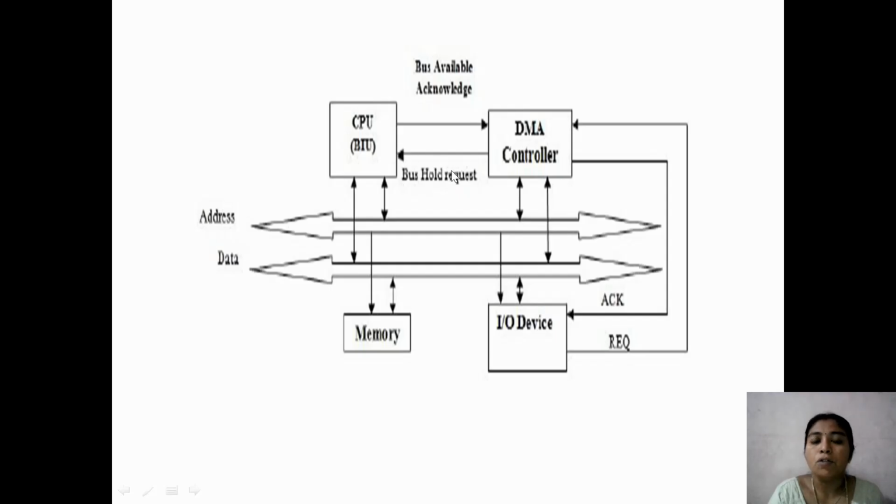So there are two signals used for DMA operation. The first one is the bus hold signal and then the bus acknowledgement signal.